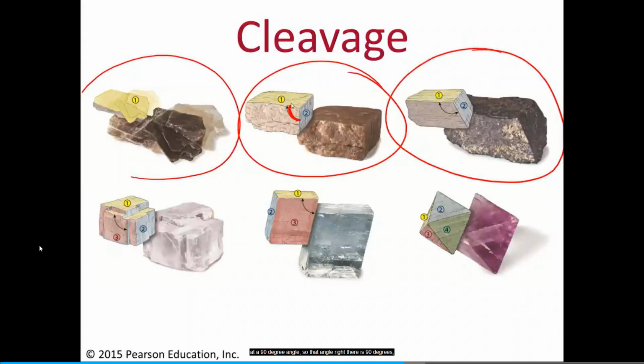So that angle right there is 90 degrees. Whereas over in this example here, you can see the angle is far wider than 90 degrees. So that's a non-90 degree angle intersection between those two planes of weakness. Other minerals have three planes of cleavage that can intersect at 90 degrees, or three planes of cleavage that don't intersect at 90 degrees, or even four planes of cleavage. All of those are possibilities.